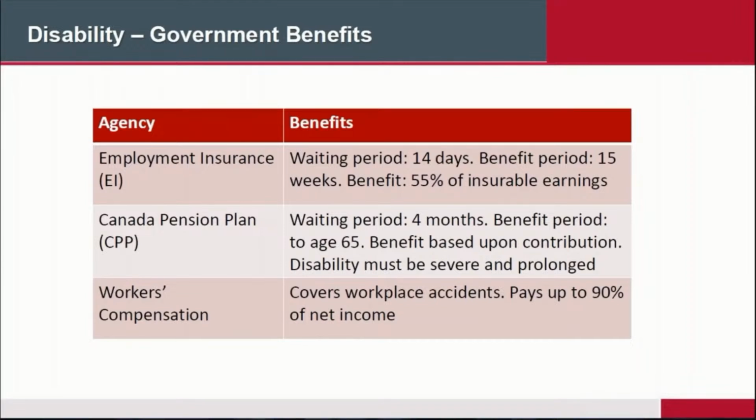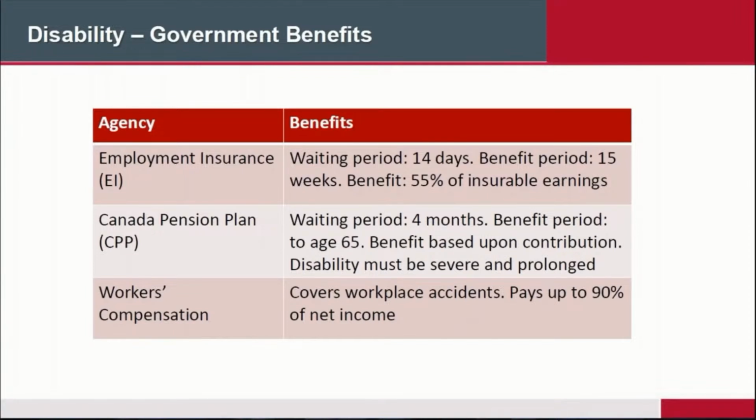The waiting period is 14 days. So for the first 14 days, you get nothing. The benefit starts on the 15th day and goes on for 15 weeks, so a total of 17 weeks. For 2 weeks you're not going to get any pay, and for the other 15 the benefit will be paid out. The benefit is 55% of your insurable earnings, up to a maximum. That maximum changes year by year; I believe this year it's around $530 a week or something like that. Don't worry about the maximum because, like I said, it changes every year according to inflation and everything else.